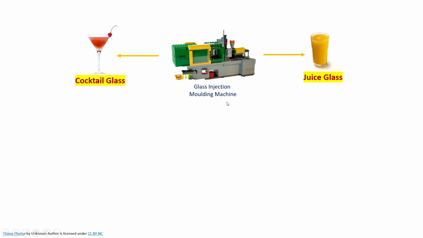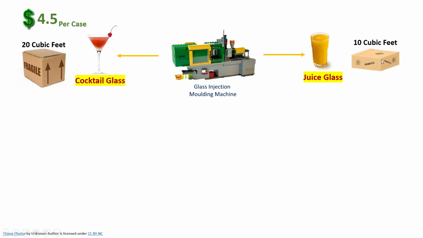So let us assume that we are a small company and we hire this glass injection molding machine to produce two kinds of glasses. One is a cocktail glass and the other is juice glass. Once these glasses are produced, they are packed in cases, and each case of cocktail glass occupies 20 cubic feet of space, and it brings in $4.5 of profit. Its profit contribution is $4.5 per case, whereas for juice glasses, each case of juice glass occupies 10 cubic feet of space and its contribution to profit is $5 per case.